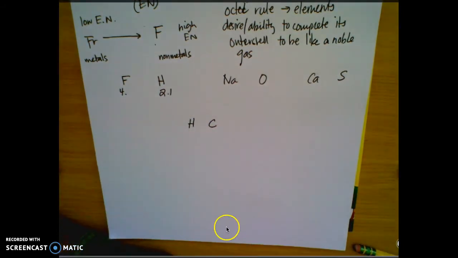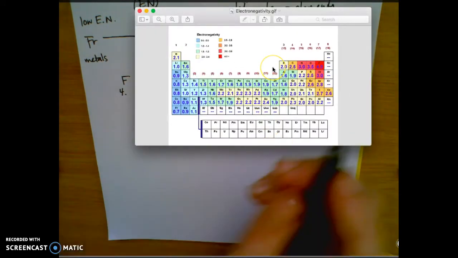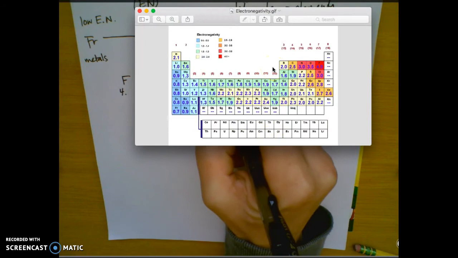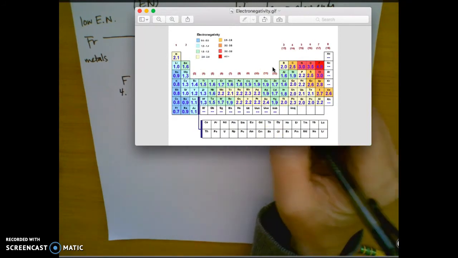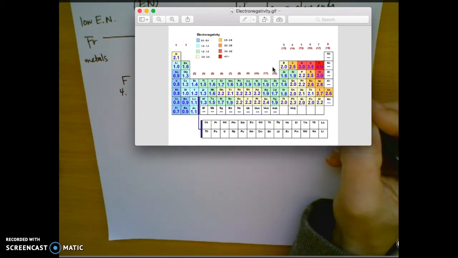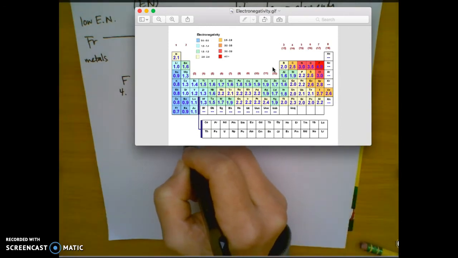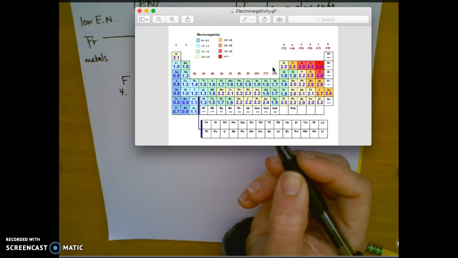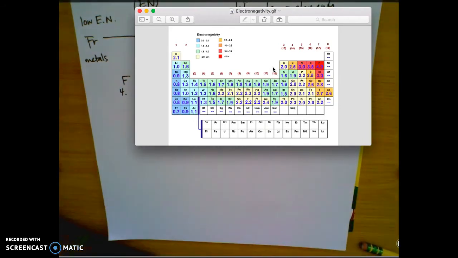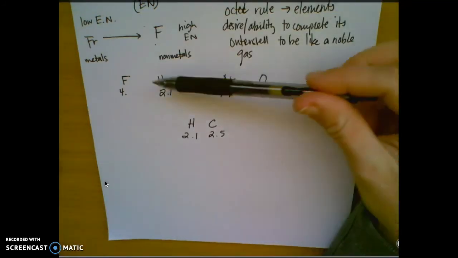Okay, so given that we just picked those, we need to find our electronegativities. So this is 0.9. Oxygen is 3.5. Calcium is 1.3. Sulfur is going to be 2.5, and hydrogen is going to be 2.1, and carbon is going to be 2.5.